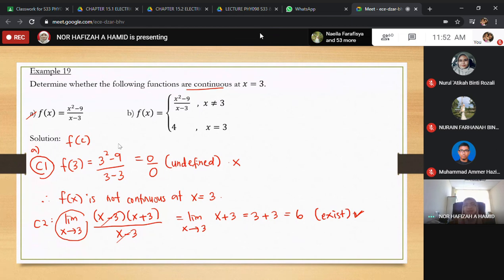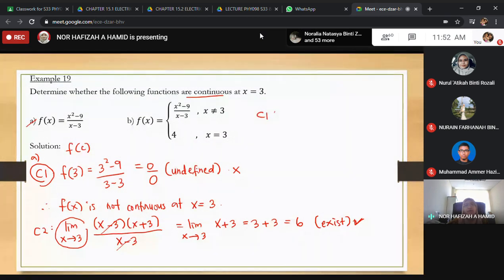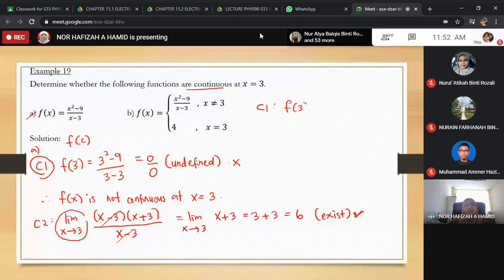Macam yang B. Yang B ni you kena factor sebab B ni kalau untuk condition 1, F3. Sebab dia exactly x equal to 3, so you choose 4 lah. So dapat 4. Tapi condition number 2, limit x approach to 3, so you choose function yang atas ni. Atas ni untuk x yang not equal to 3.